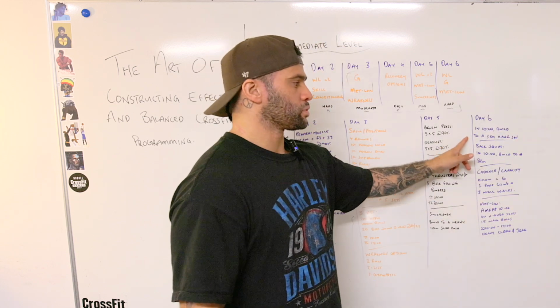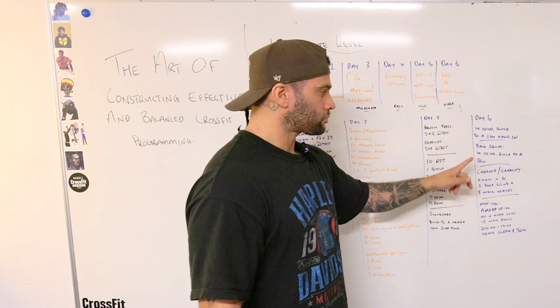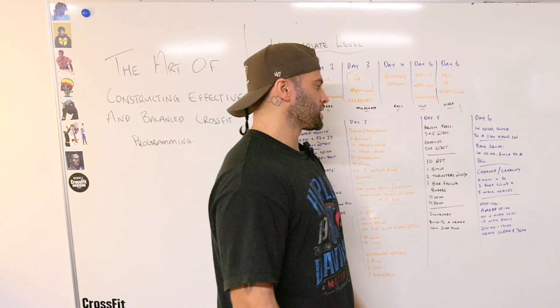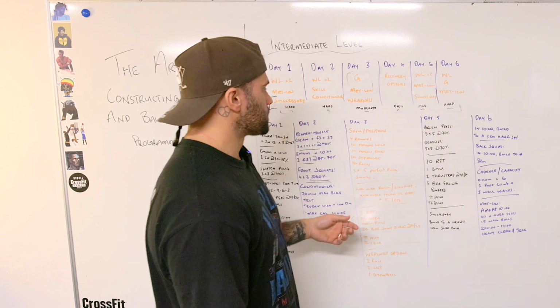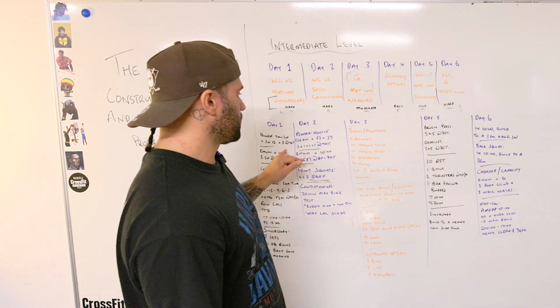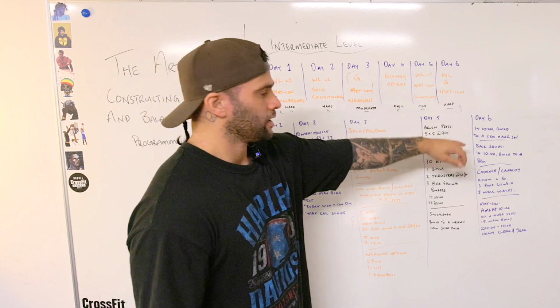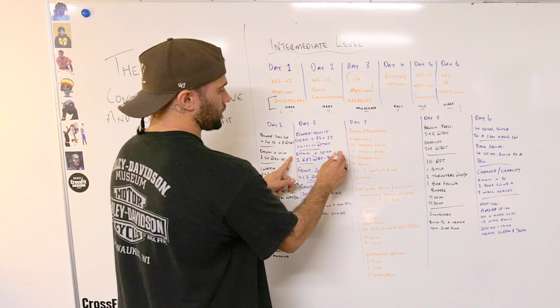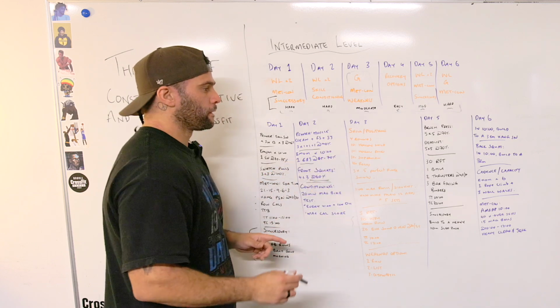In 10 minutes, build to a 3 rep max hang snatch. In the next 10 minutes, build to a 3 rep max back squat. Now let's cut this up. So we really wanted to get a second day exposure of the snatch and the clean and jerk, right?